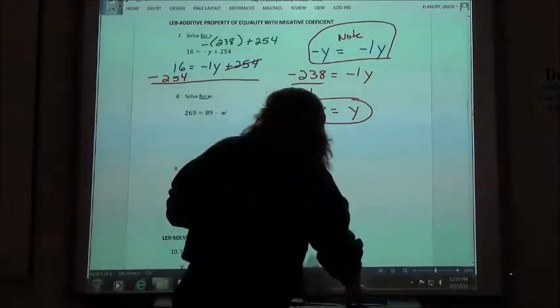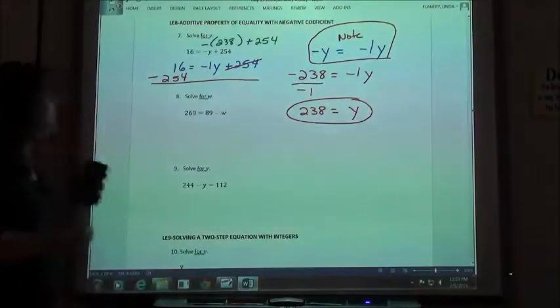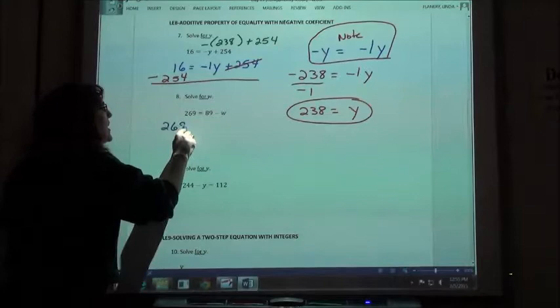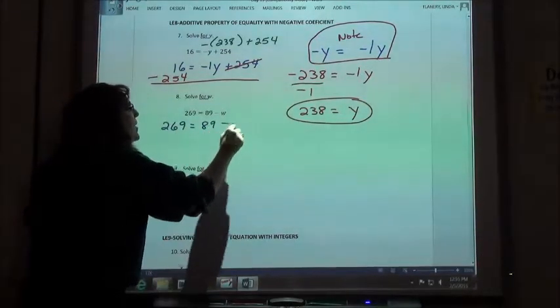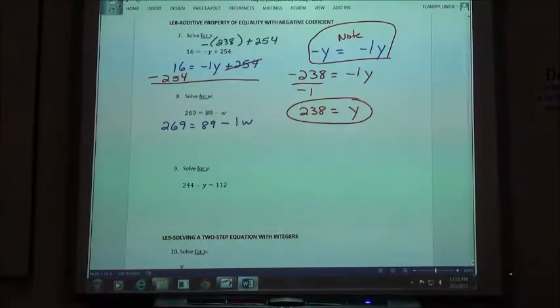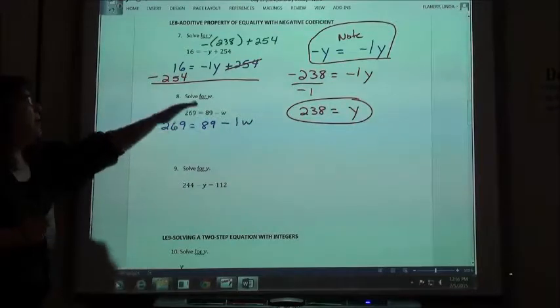So number 8. If I'm going to solve that for w, I'm first going to look and say, oh, that's a minus w. So I'm going to say 269 equals 89 minus 1w, just to remind myself there's a 1 there. When you get farther and you start taking intermediate algebra and college algebra, you probably won't need to write the 1, but for now, you probably want to put it there just to remind yourself. I'm going to solve this.